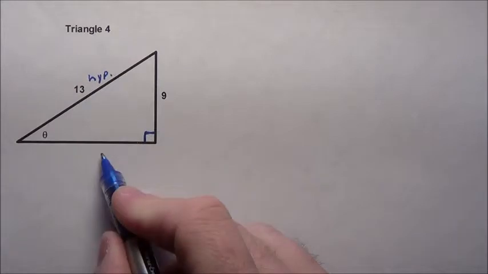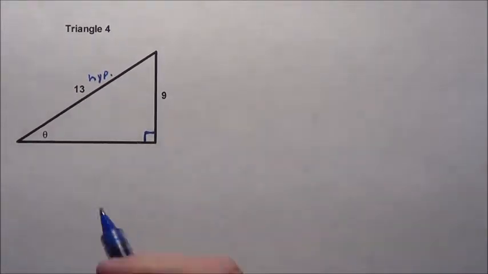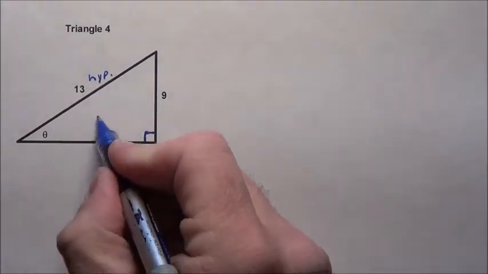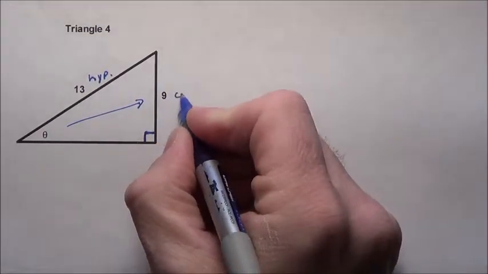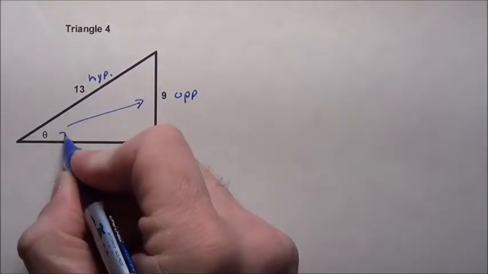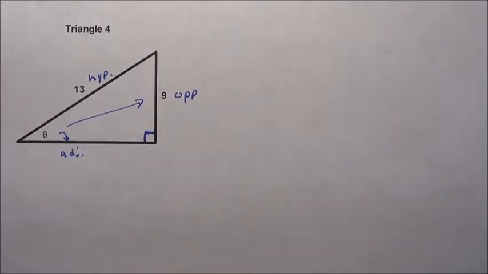Now, these two sides always depend on where the angle is given. Since the angle is given right here, across from it, that guy is always your opposite side. The guy that you're sitting on right beside is your adjacent.